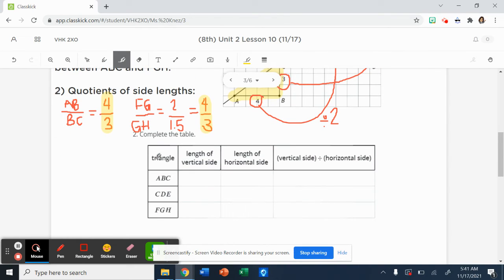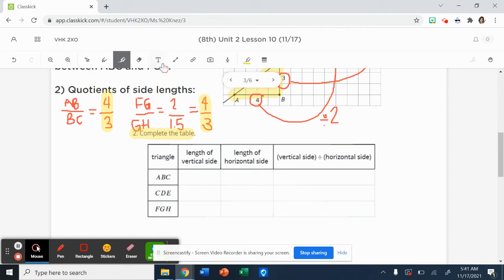Now, I want you to go ahead and complete the table in question 2 by listing out the vertical side lengths, horizontal side lengths, and vertical divided by horizontal. You can pause this video to take care of question 2.